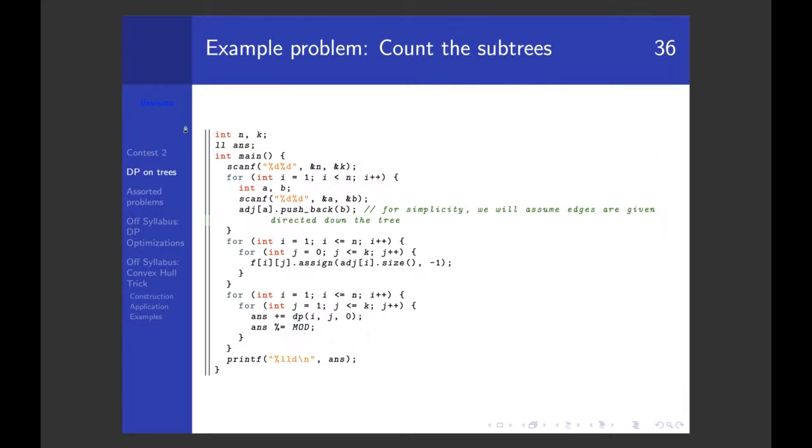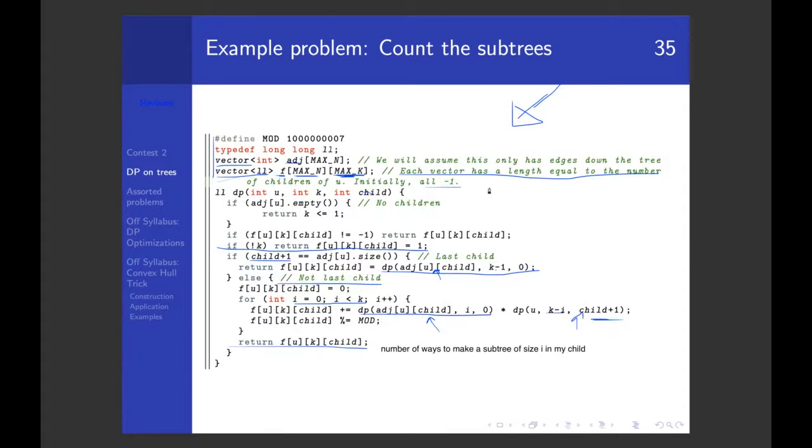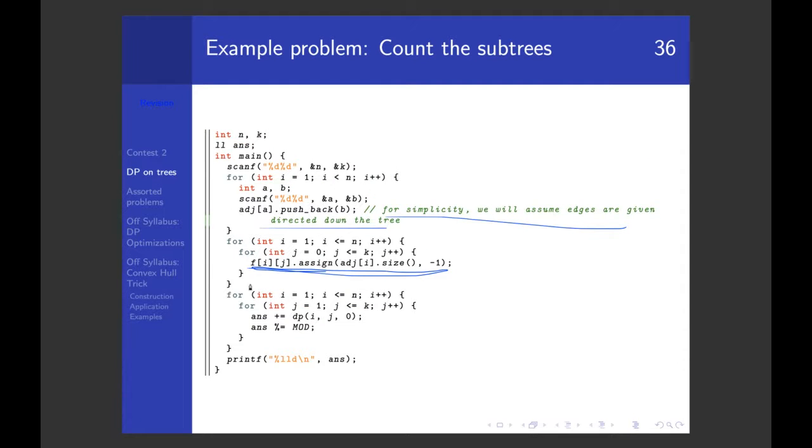And this is just kind of our setup. So scan the input. We're assuming the edges are directed down the tree. Again, if they're not, just do DFS to make it that way. Then here we just make all our vectors the right size and initialize them to -1, as we guaranteed here that we would. Just call the DP for every value.